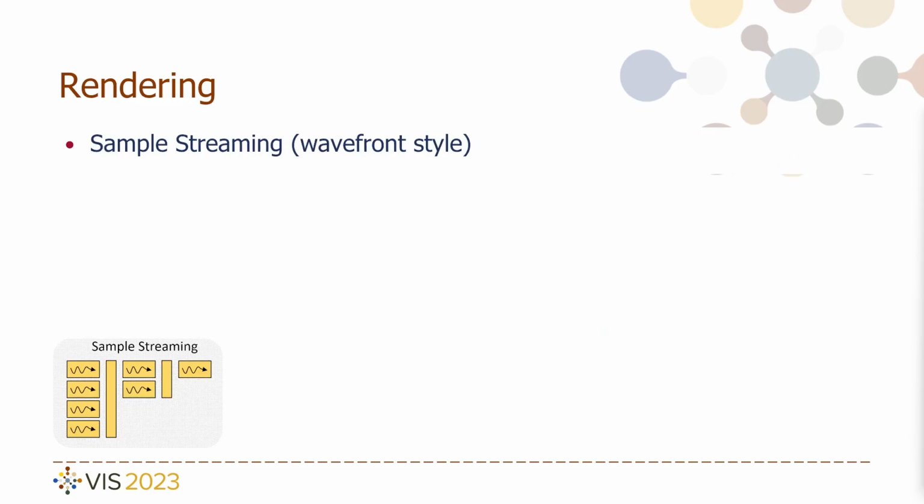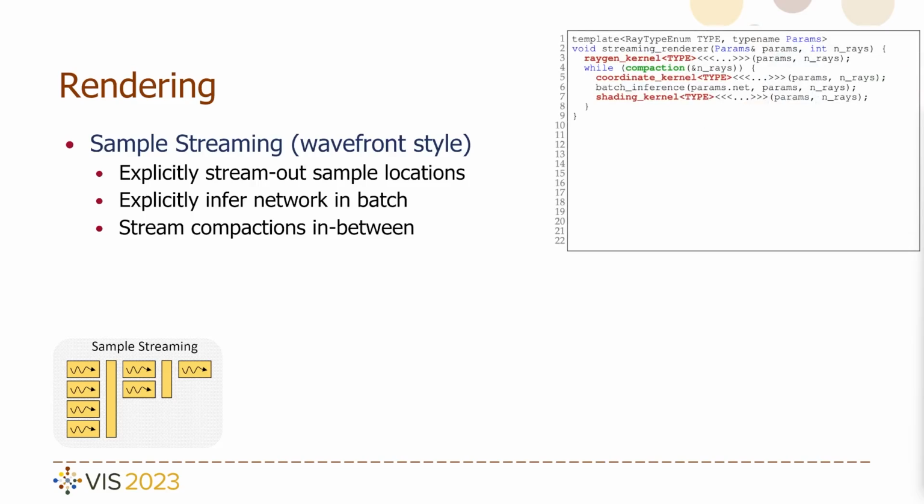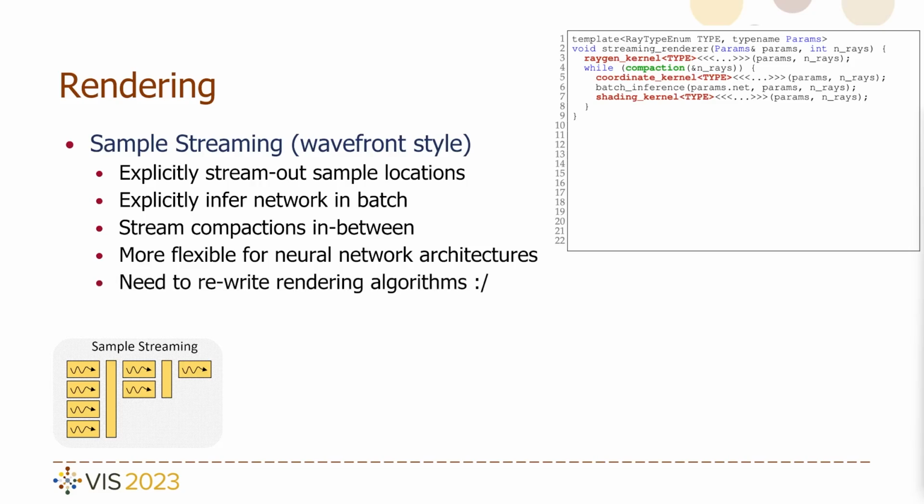In parallel to the in-shader approach, we've also developed a renderer based on the wavefront style, which we refer to as the sample streaming method. In this method, sample coordinates are directly streamed from the kernel to the GPU's global memory, with the network inference being carried out explicitly. Given that volume rendering algorithms necessitate multiple volume samples per render pass, we implement stream compaction to eliminate early exited rays. Though this style provides versatility in adapting to diverse network structures, it requires a redesign of the rendering algorithms itself.